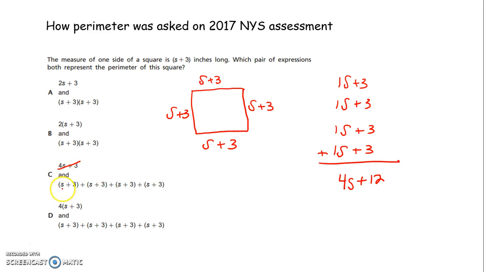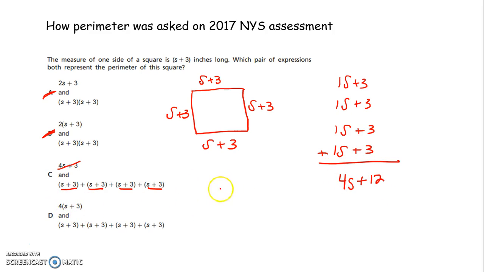All right, as I look here, I can see 4s plus 3 isn't possible. The answer has to be 4s plus 12. But I can see here s plus 3, s plus 3, s plus 3, s plus 3. I've added up all my sides. Here they tried multiplying sides. That would be area. I'm eliminating answers now. Multiplying sides would be area. Okay, it's letter D. When you add up all the sides, you get 4s plus 12.